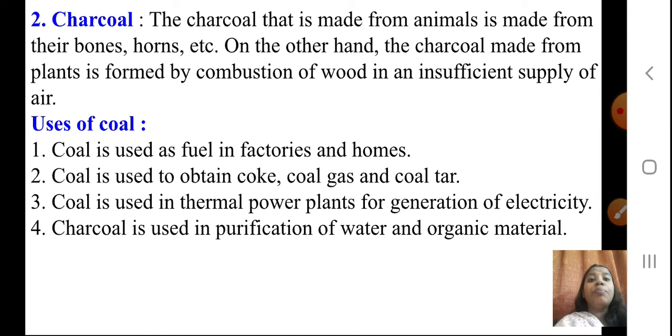Charcoal is used in the purification of water and organic material. Okay, students, so charcoal we are using in the purification of water and as an organic material. I hope till here it's clear to you. These are all amorphous forms of carbon.